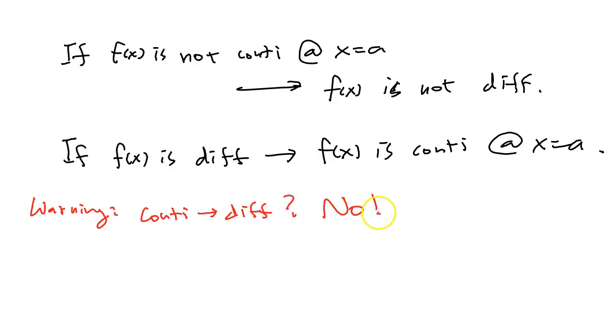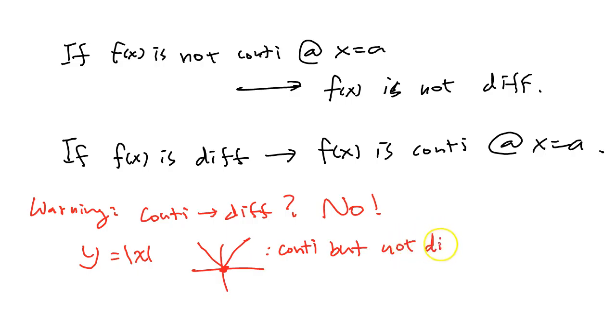No. Why? Because if you think about the absolute value function that we just did, we know that this function is not differentiable at this point, but it is continuous. It's all connected, right? So this is an example where it's continuous but not differentiable. Okay, so you have to be careful. You actually have to say that for a function to be differentiable, first it has to be continuous, and then the left and right limits must agree.